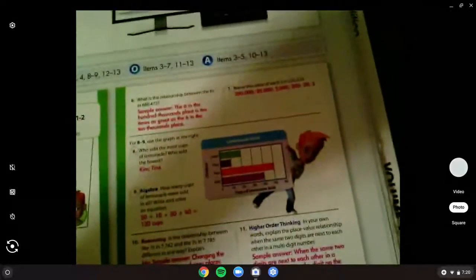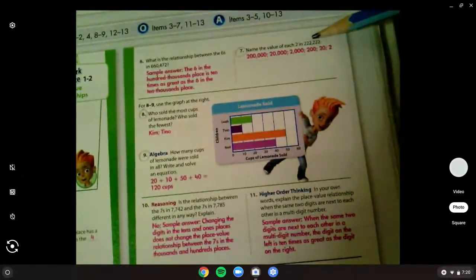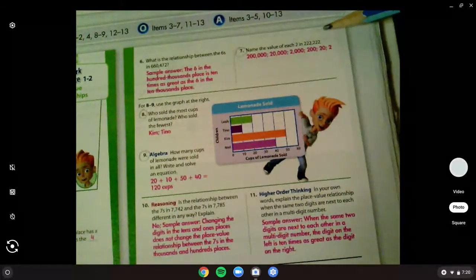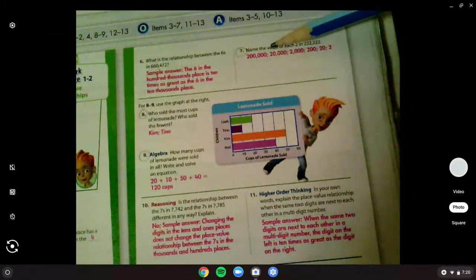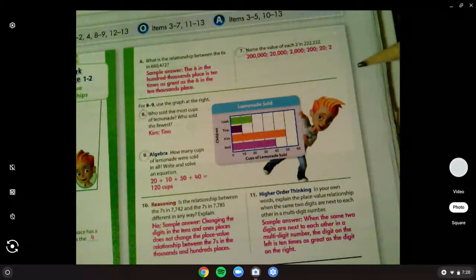Number 7 wanted you to name the value of each 2 in 222,222. So it's almost like expanded form for this one, but we don't have the pluses. So we have 200,000, 20,000, 2,000, 200, 20, and 2. Lots of 2's in that one.